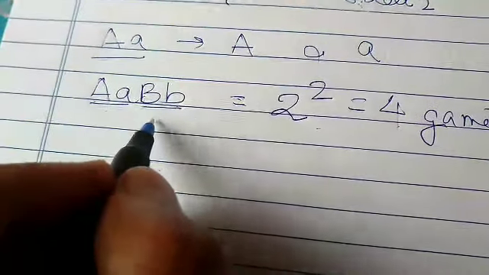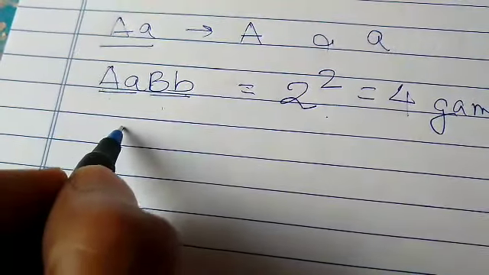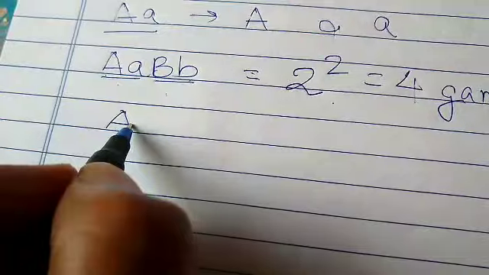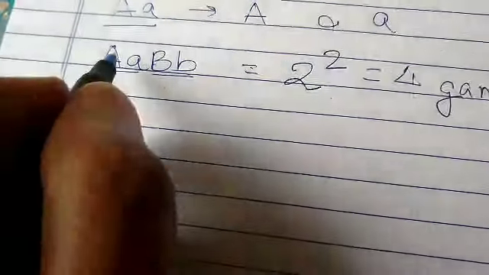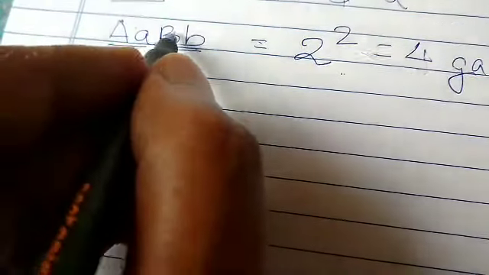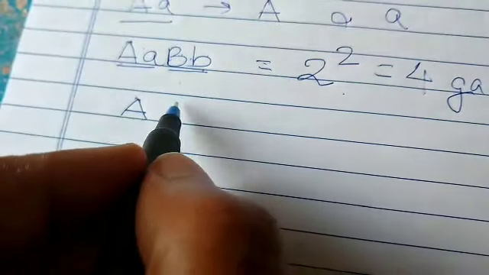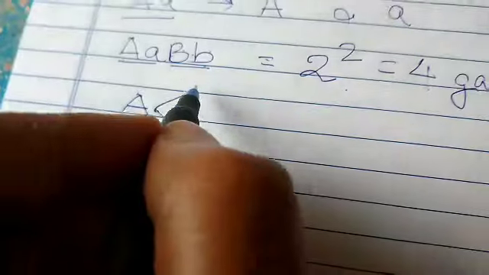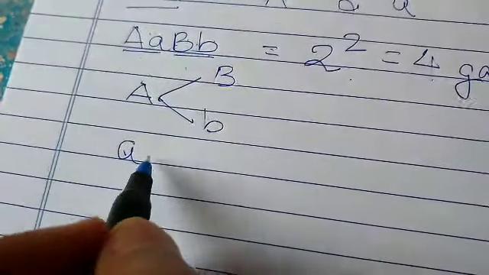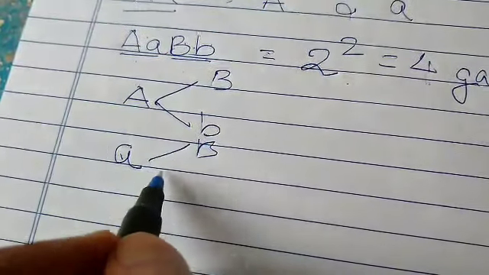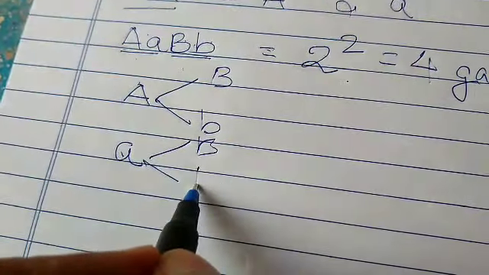So how will these 4 different types of gametes be formed? Very simple. You have to write for the first gene A and then small a, so two forms of the same heterozygous gene. Now these two alleles of the single gene B will be paired with each allele of the first gene: B, small b, B, small b.